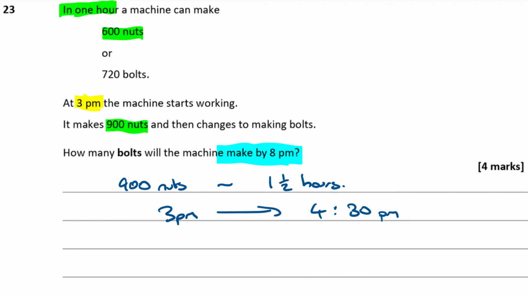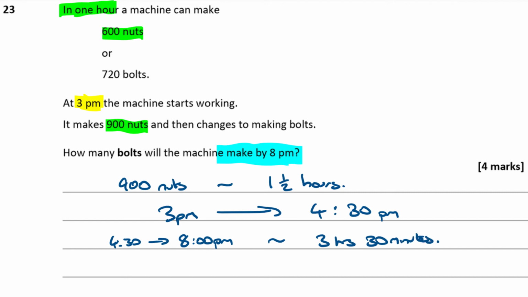So from 4:30 up to 8 o'clock, how many hours is that? That is 8 hours, take away 4:30, so that's 3.5 hours, isn't it? So 3 hours 30 minutes.